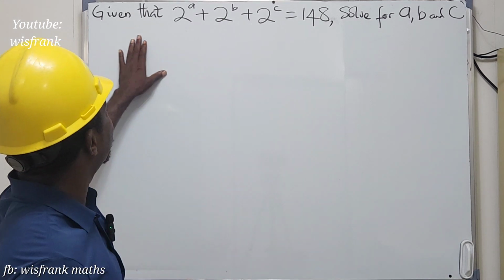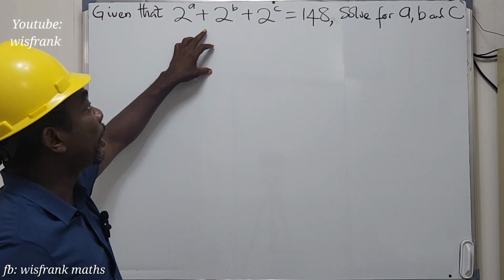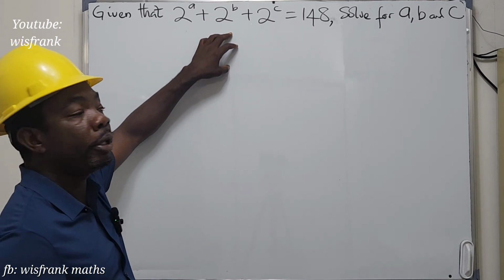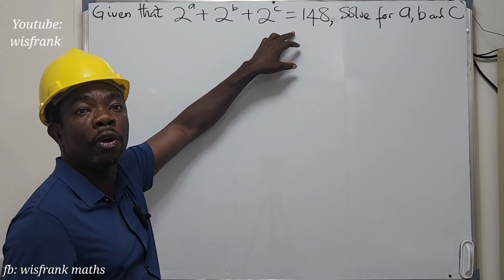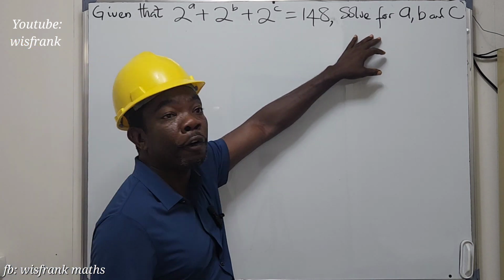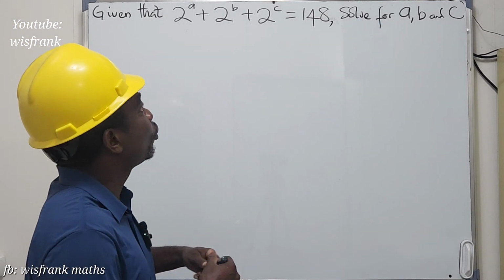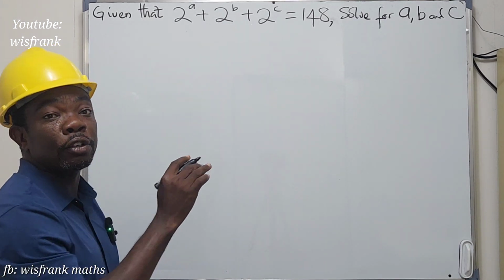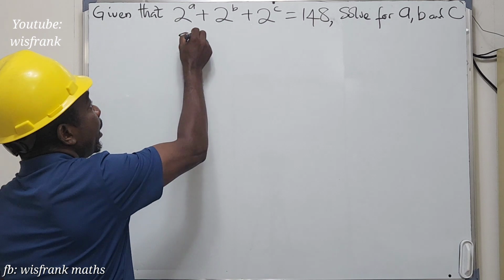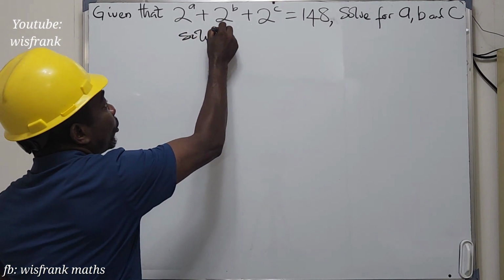Today we are looking at this question and it says, given that 2 to the power of A plus 2 to the power of B plus 2 to the power of C equals 148, solve for the value of A, B, C. So we are given this equation and we are asked to find the value of A, B, C. So we have a solution.